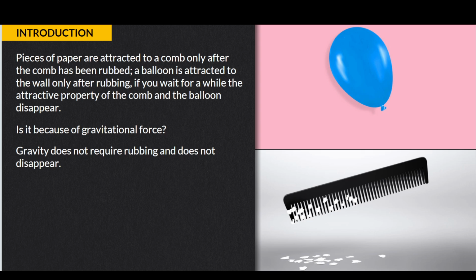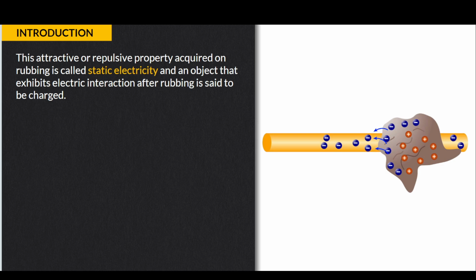If it were a gravitational force, it should not disappear, because gravitational force is always there, right? Also, gravitational force does not require any rubbing to appear. So that's why it is not gravitational force. If you are guessing it is not gravitational, then what is it? We need to understand. Basically, the attractive or repulsive property acquired on rubbing is called static electricity.